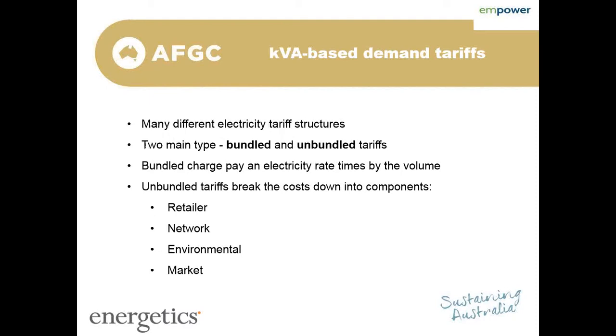What I imagine a lot of our audience is on is what's referred to as an unbundled tariff, and that's where the costs are broken down into different components. So you'll have a retailer component, a network component, an environmental, and a market component. The retailer component is really just looking at the energy you're buying, so the volume charge. The network is looking at the distribution and transmission side of things. While the retailer covers the cost to generate the electricity and the retailer cost, the network is the poles and wires. So that's the infrastructure to get the electricity to your site.